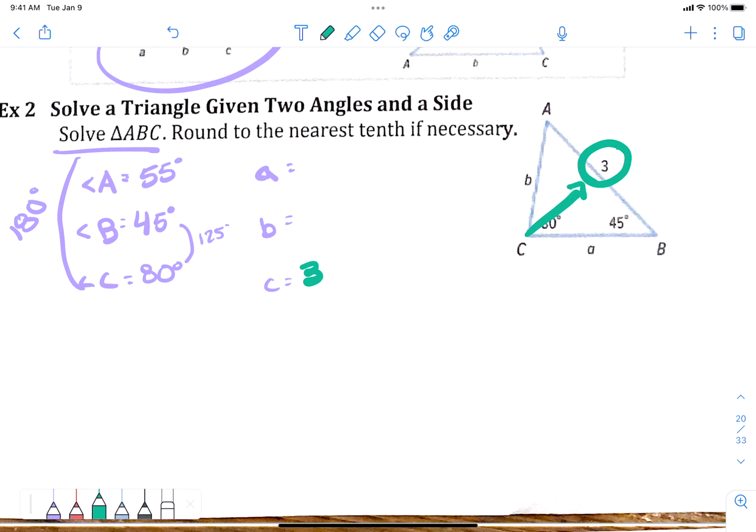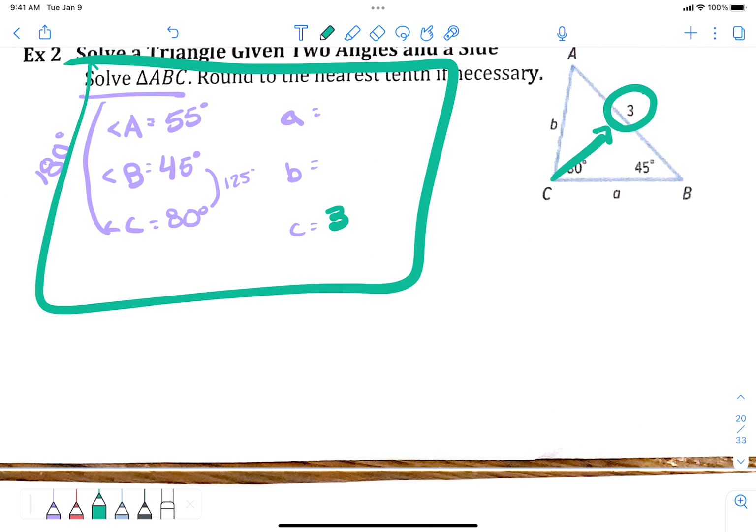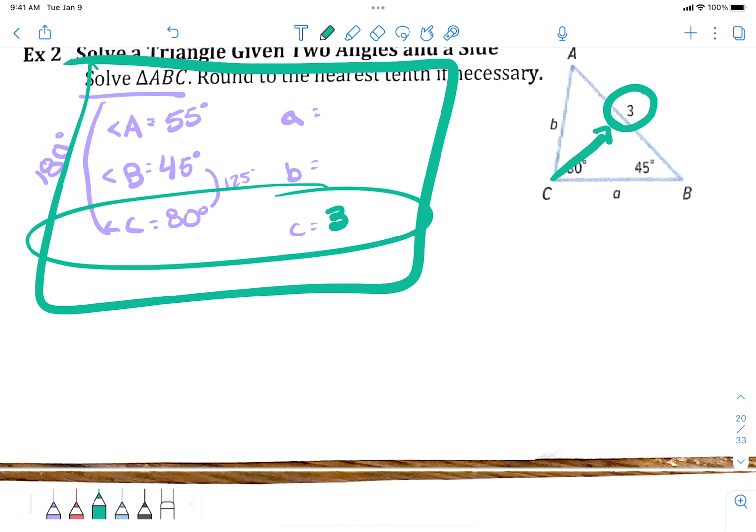Okay. Well, all right, so little c is 3. All right, we're almost done. Now, here's the deal. We're going to set up our sine function. Looking at this information, we have a pair that we know everything about. We have all of the C information, right? So in our sine formula, we have to use the C stuff.